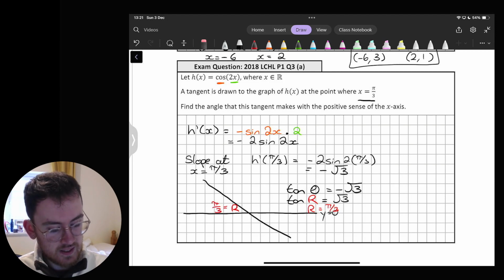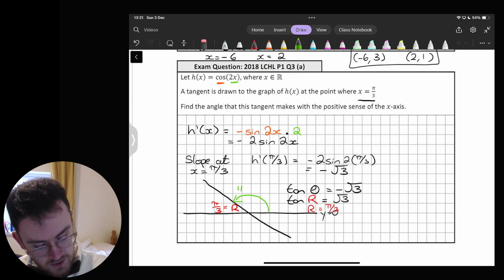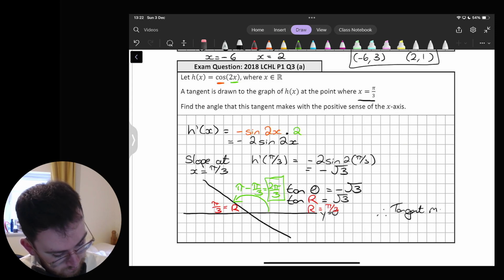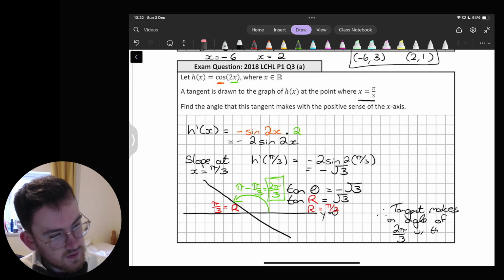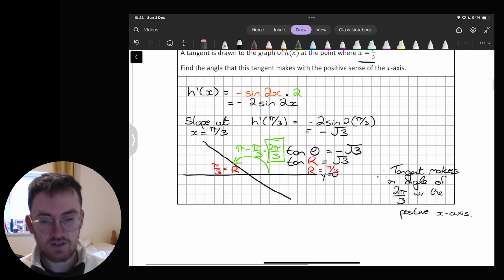Now I want the angle that it makes with the positive sense of the x-axis, so that's going to be this part here. That's going to be pi take away pi over 3, which is 2 pi over 3. That's my answer there. So therefore, the tangent makes an angle of 2 pi over 3 with the positive x-axis.